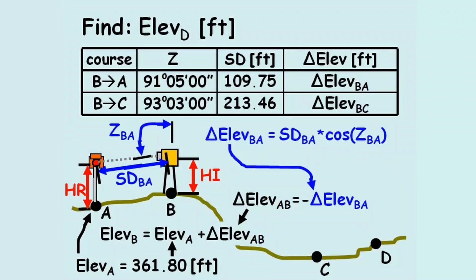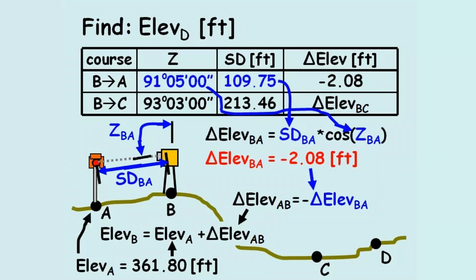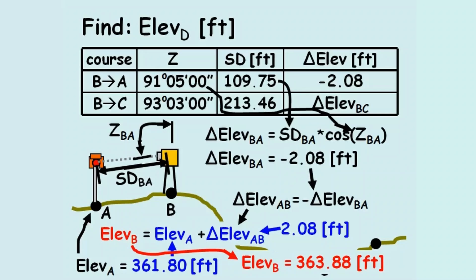After plugging in the known survey data, the change in elevation from point B to A equals negative 2.08 feet. This means the elevation at point B is 2.08 feet higher than the elevation at point A. So the elevation at point B equals 363.88 feet. Now we can move on to the second sighting from point B to point C.